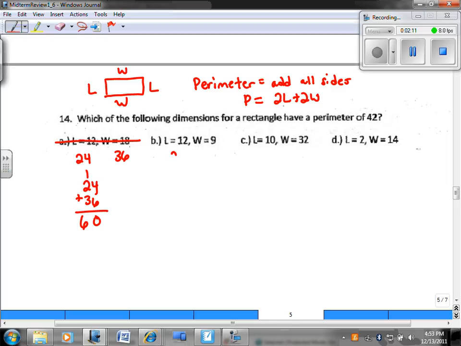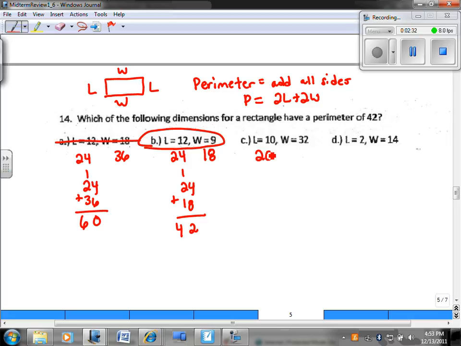2 lengths would give me 24. 2 widths would give me 18. 24 plus 18 is, well, 4 plus 8 is 12. Carry my 1, 42. B is correct. We're going to continue with C and D just in case more than one is correct.